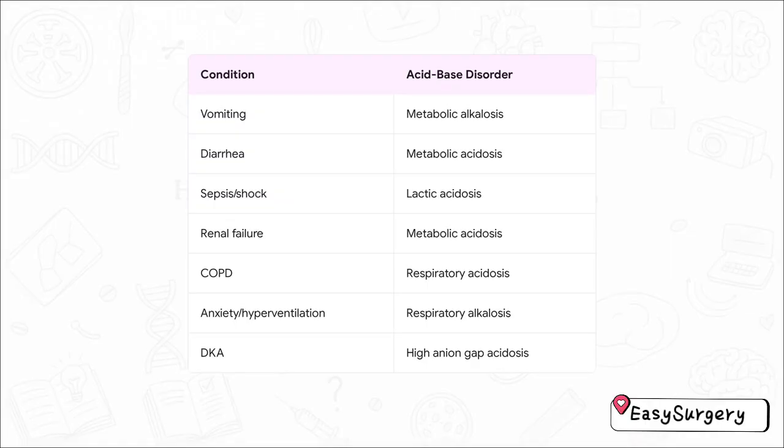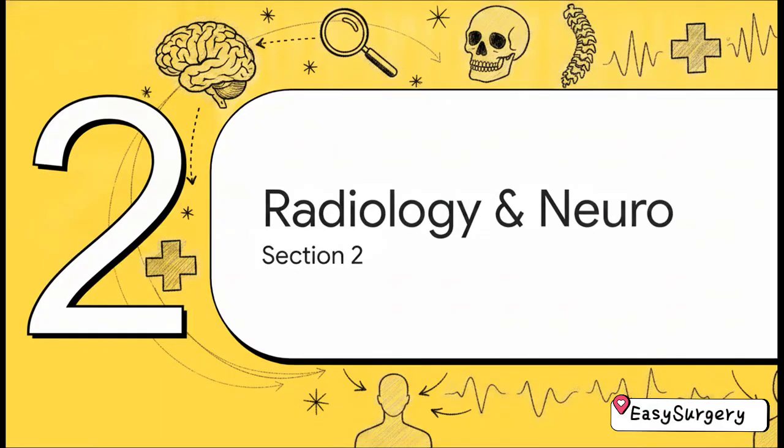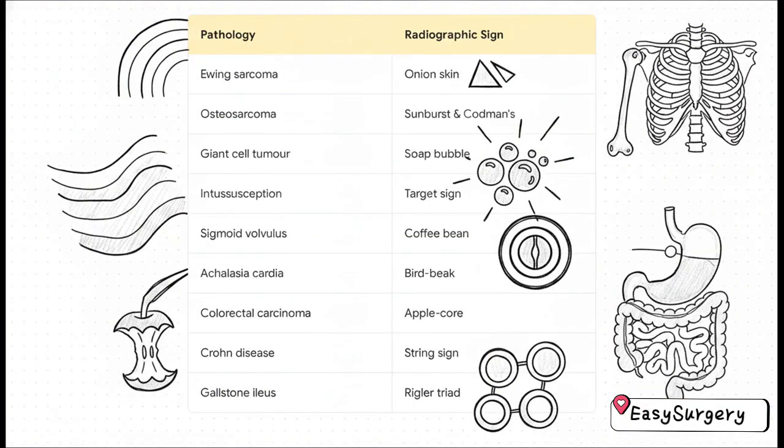Breathing issues follow the exact same logic. COPD traps air, causing respiratory acidosis, while blowing off too much CO2 during anxiety or hyperventilation flips you straight into respiratory alkalosis. All right, moving right along to Section 2, Radiology, Signs, and Neurosurgery. Consider this your ultimate cheat sheet for classic board-style imaging signs. Ewing sarcoma presents with that classic onion skin periosteal reaction. Osteosarcoma, that boasts the sunburst appearance, and Codman's triangle. A giant cell tumor is going to show a soap bubble appearance.